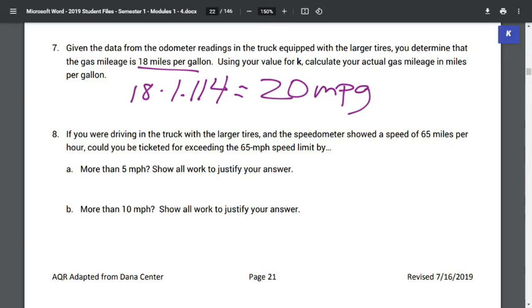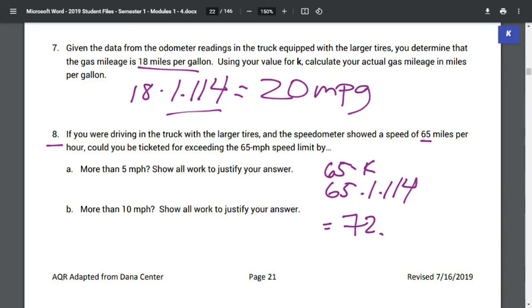And then lastly, it says in number 8, you're driving a truck with larger tires. The speedometer showed 65 miles per hour. And you're ticketed for exceeding the 65 miles per hour. So this is the same constant that we're going to use here. So you thought you're going 65 miles per hour, but you have this tire change. So as we saw, we went from 60 to where we're actually driving at 66. So now we have 65. So we're going to multiply that times our constant, which is going to be 1.114 to see what we actually get. And we actually get 72.41 miles per hour there.